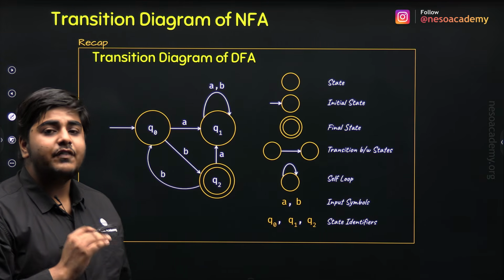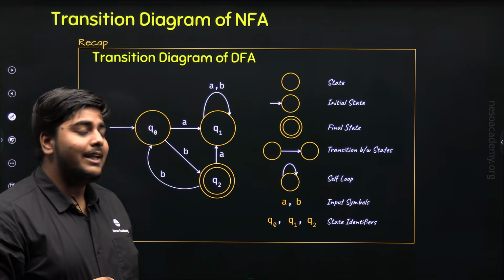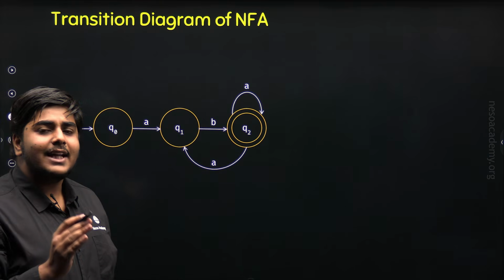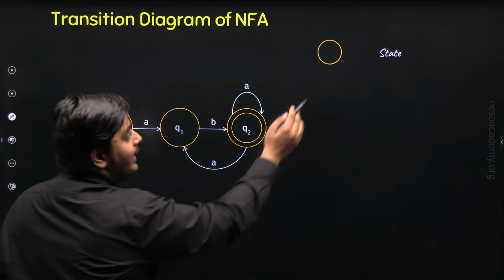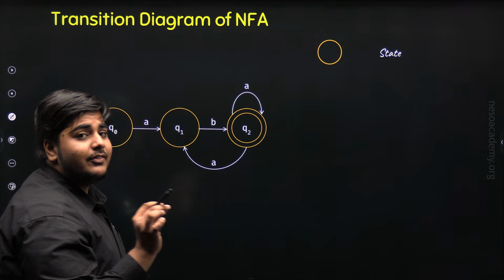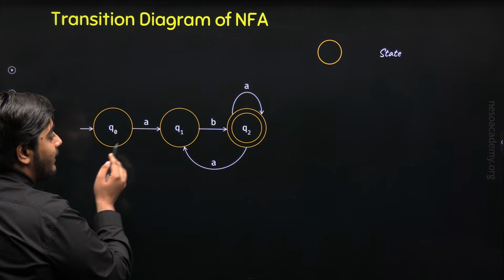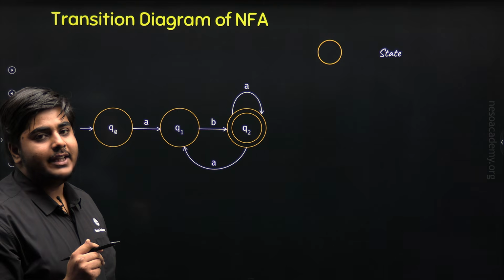Now in case of NFA also, we have exactly the same components. Let's see. So here is a transition diagram of an NFA. Let's see the various components of this diagram. The first component is the circle, which is the representation for the state in an NFA. As you can see, there are 3 circles in this diagram, which represent the 3 states of an NFA.